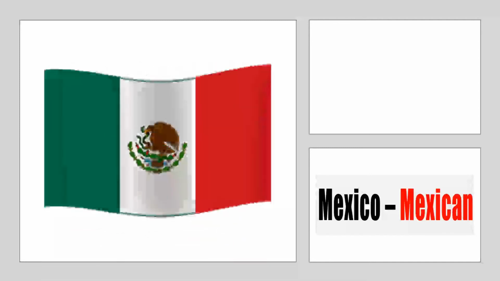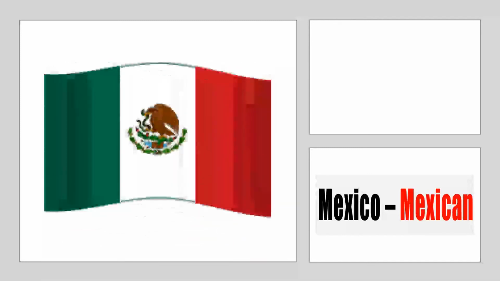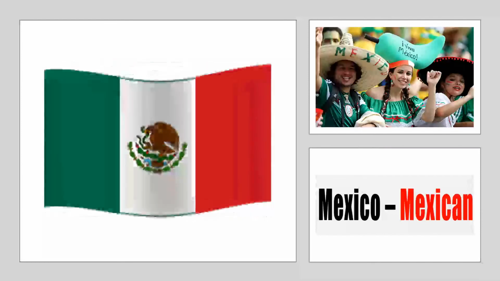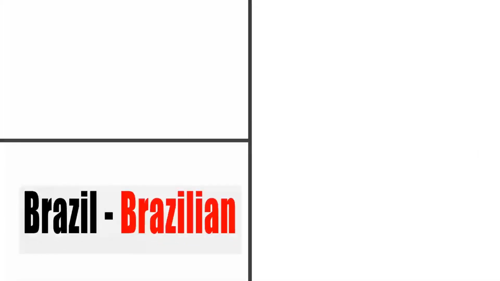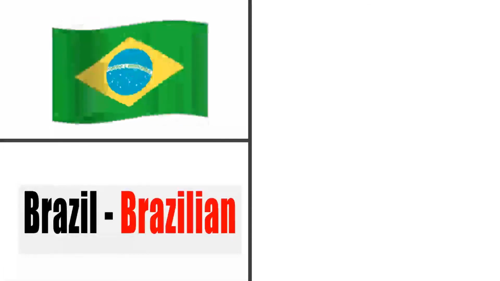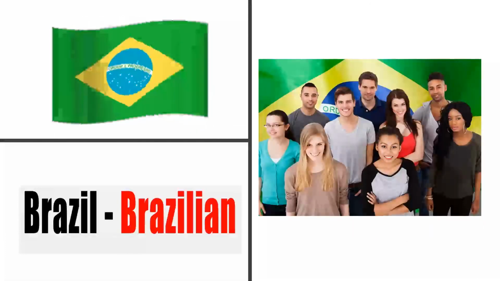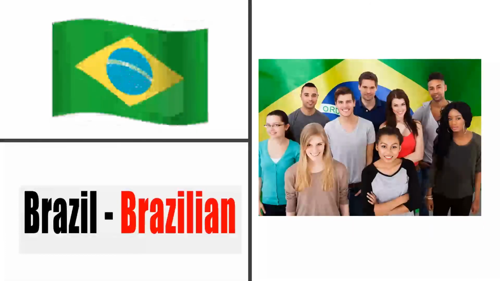Mexico. Mexican. Mexico and Mexican. Okay, so this is Mexico flag, and these are Mexican, the people who live in Mexico. Next we have Brazil, Brazilian. Brazil, Brazilian. This is Brazil flag, and then these are Brazilian, the people who live in Brazil.